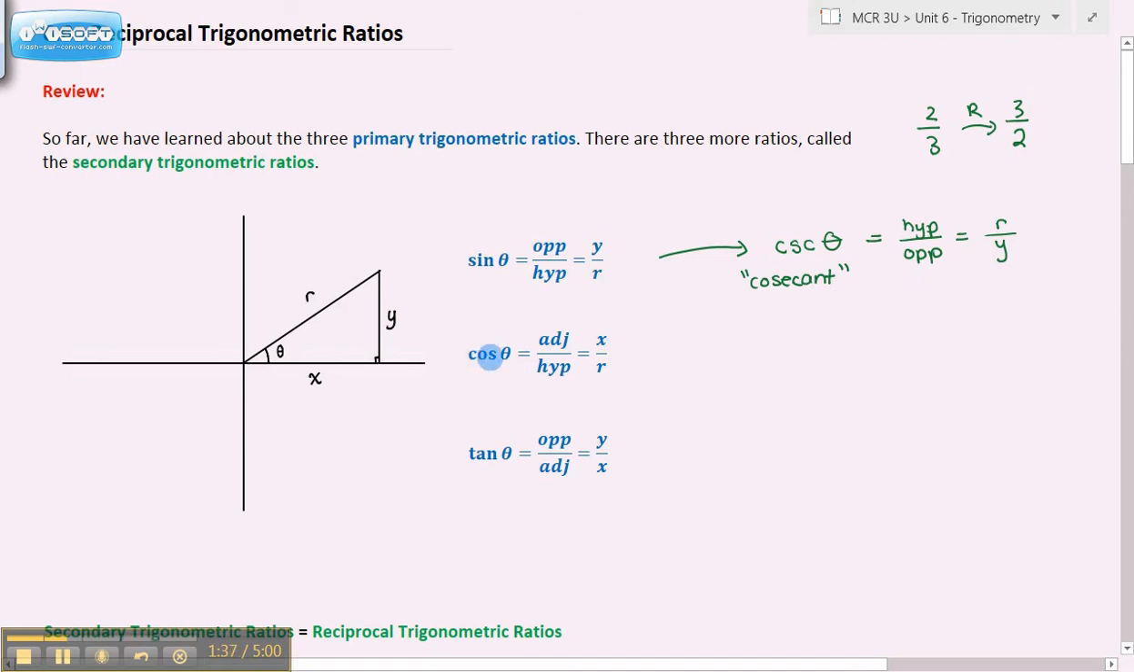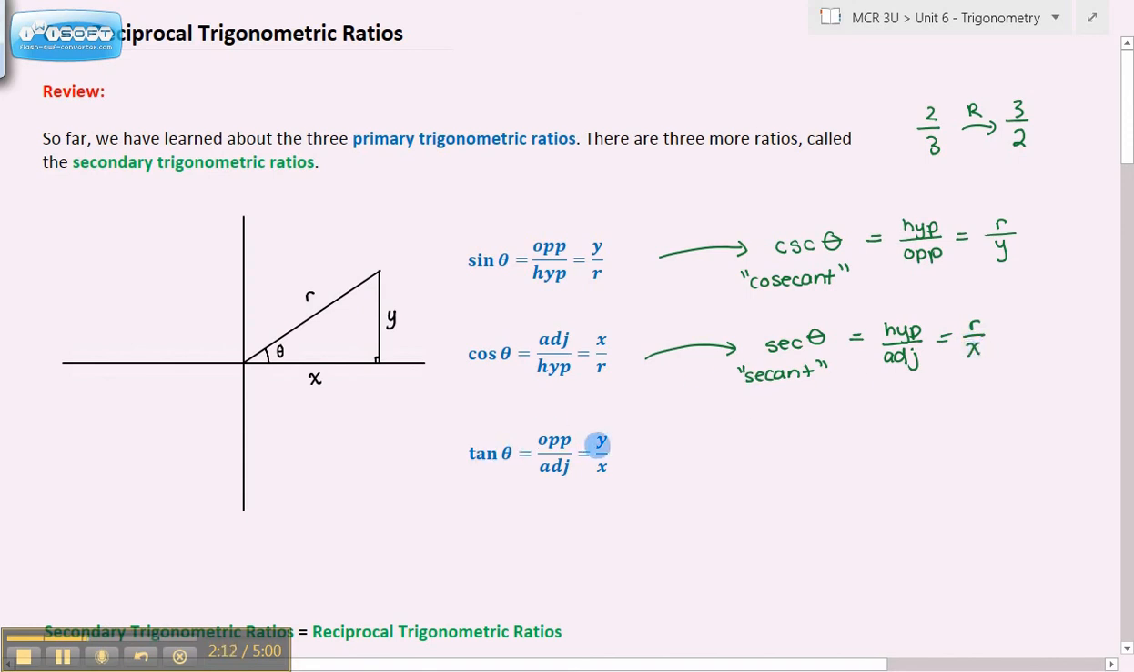So then, the cosine theta, which is adjacent over hypotenuse, or x over r, the reciprocal function for that is what we call secant theta. Secant is written out as this. So, just like cosecant was to sine, secant is the reciprocal of cos. So instead of adjacent over hypotenuse, it's going to be hypotenuse over adjacent. And instead of x over r, it would be r over x.